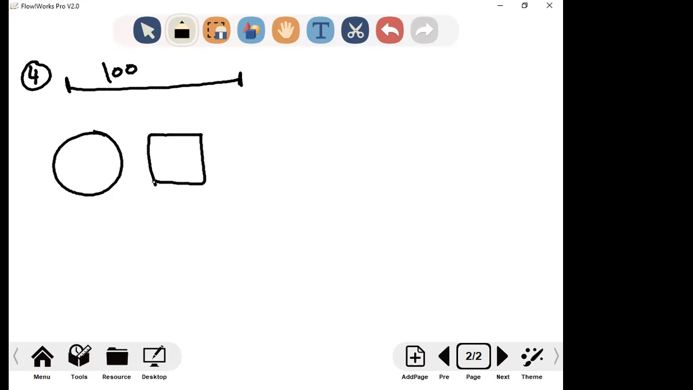Yani, if he decided to make it square, what's the area of it? If he decided to make it a circle, what's the area of the circle? Got it? Did we understand the question? Okay.